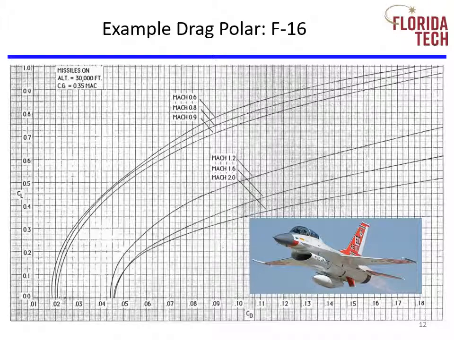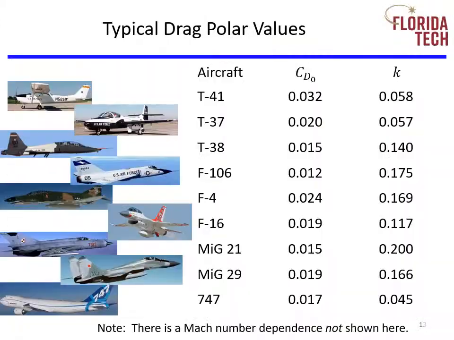Here's example drag polars for the F-16 at different Mach numbers. And as one would expect, there's higher values of drag at supersonic Mach numbers than subsonic Mach numbers. All somebody needs to generate a drag polar is a value for CD naught and the constant K. Some typical values are provided here. As we saw in the previous slide, these values will change with Mach number.